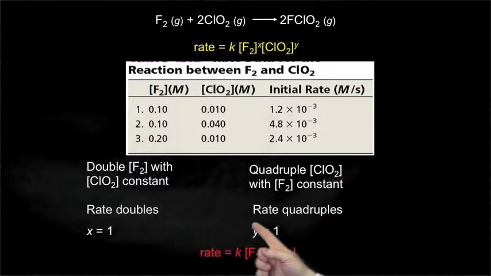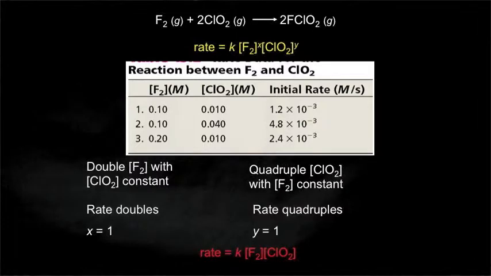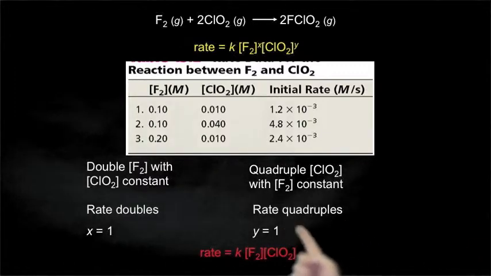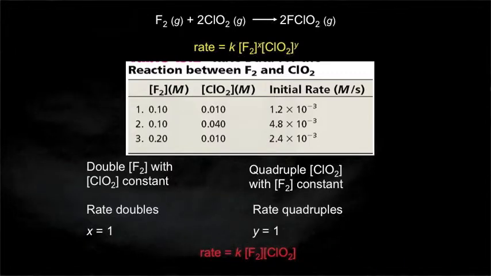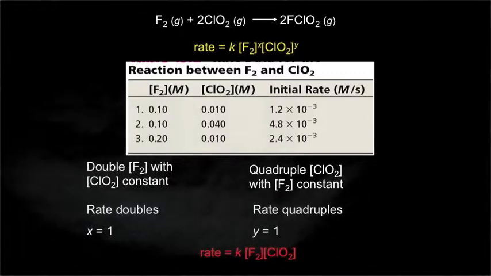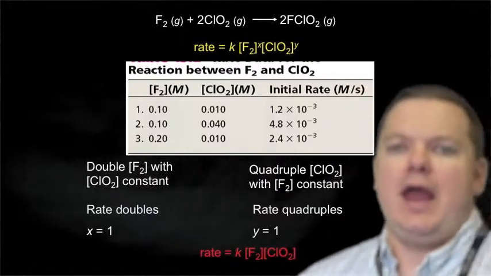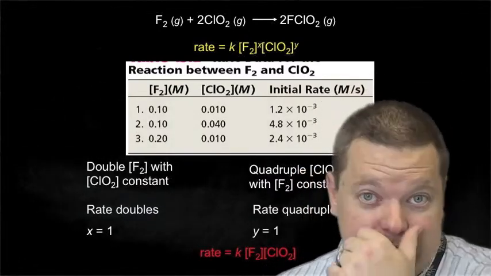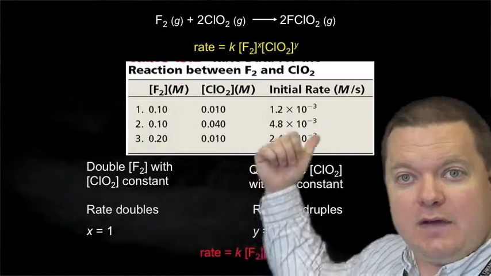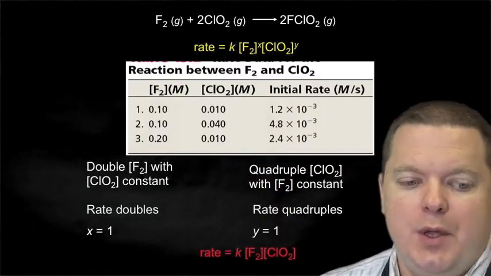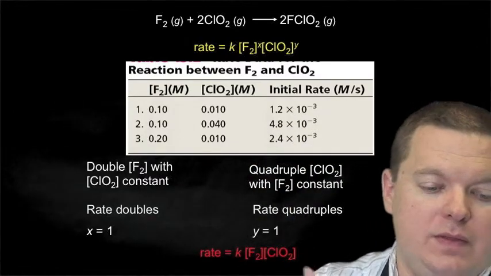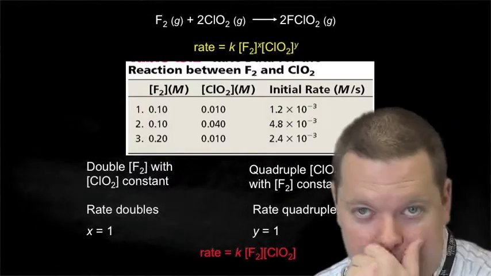So we get the overall rate law listed here, where the rate is equal to some rate constant times F2 to the first power times ClO2 to the first power. So this would be first power with respect to both of these, but second order overall. We can then go further and actually calculate the value of this rate constant by looking at any of these reactions, put in the concentrations, we know the rate, then the only unknown would be this rate constant.